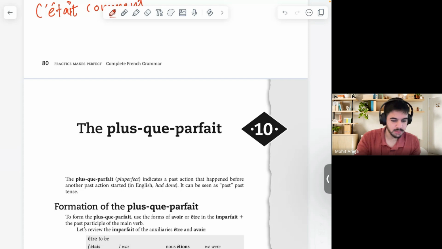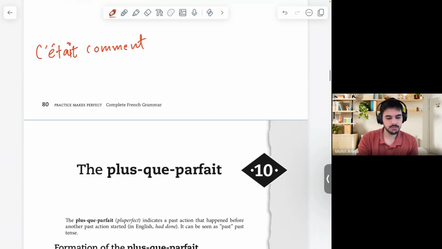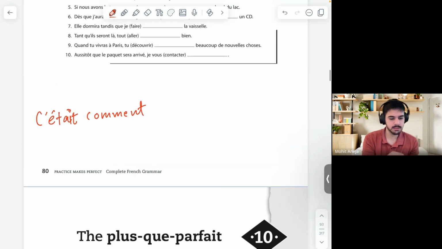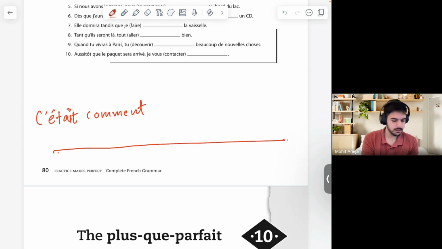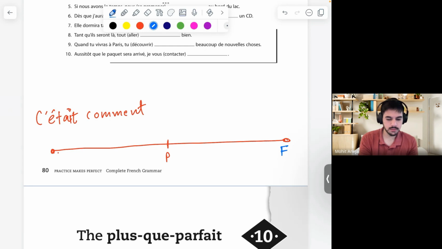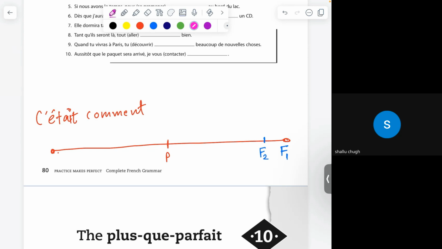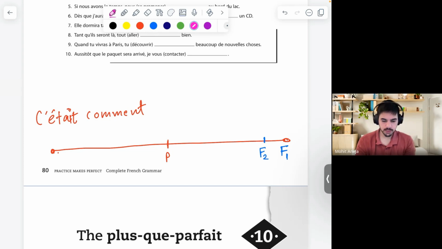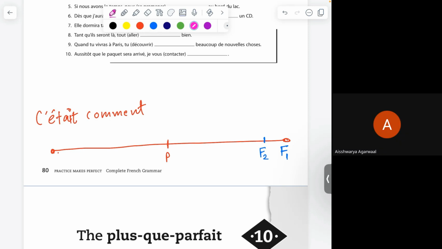So let's discuss whatever tenses we have learned so far on a timeline, so that you will know what is the gap that we still remaining, so that you can fill that for me. Have we covered present tense already? Yes. Have we covered future? Yes. F1 and F2 we have covered. What are F1 and F2? Futur antérieur, futur simple. Which one is future anterior? F2 is future anterior and F1 is futur simple.